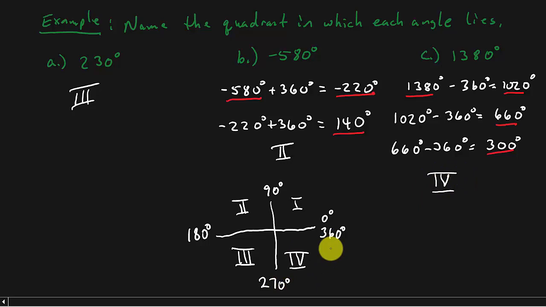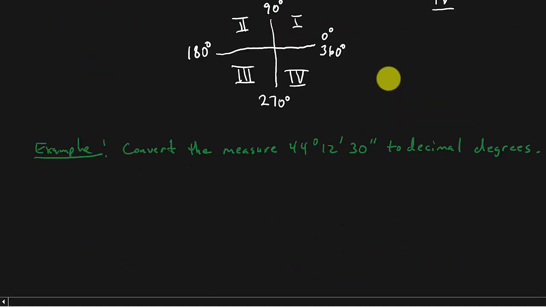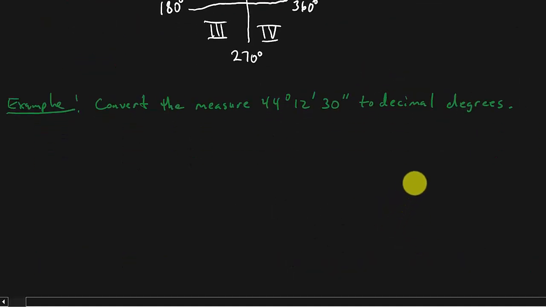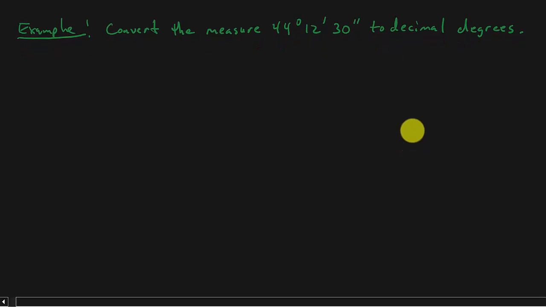All right. Hopefully all this is sinking in. All right, now let's look at this. Convert the measure to decimal degrees. Okay, so we've got an angle measure in degrees, minutes, and seconds, and we want to convert it to decimals.